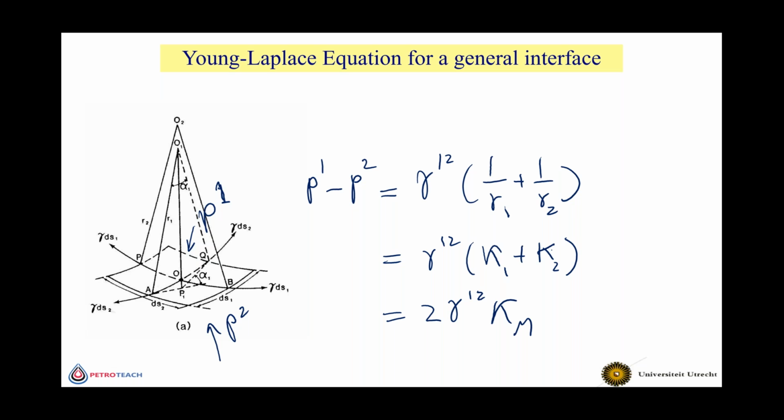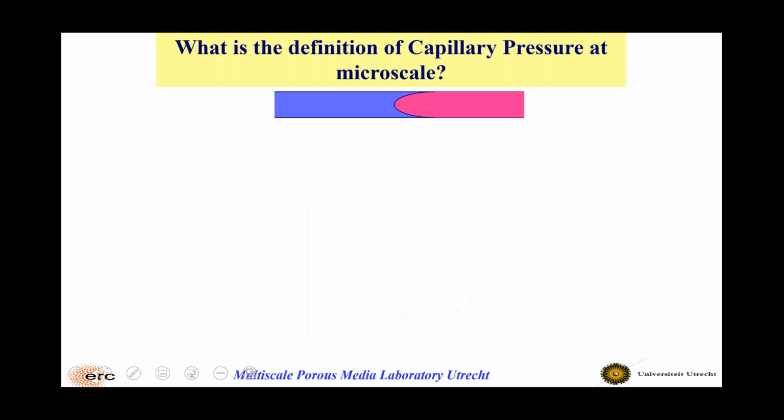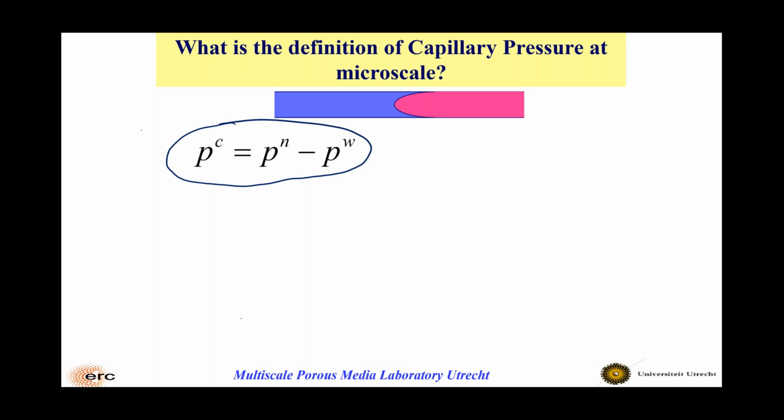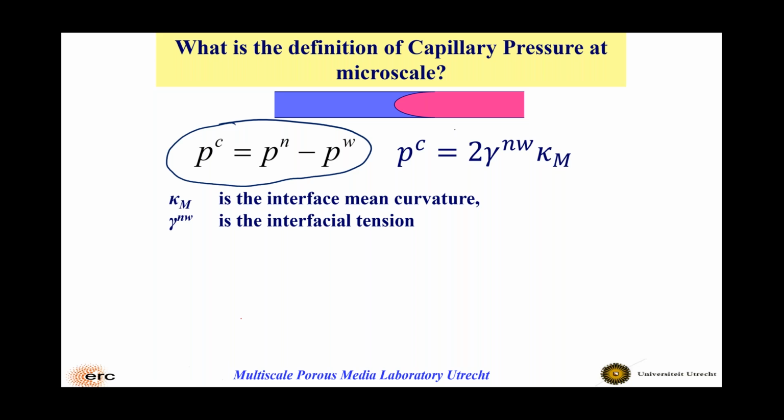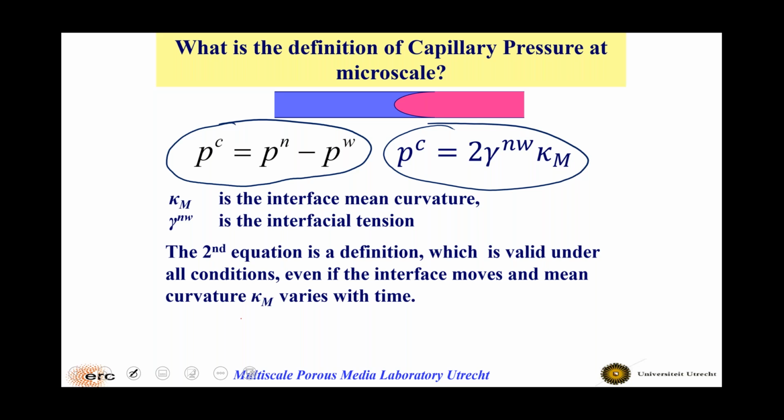Now, one of the questions students often ask me is, what is the definition of capillary pressure at the macro scale? Because they have seen the definition of capillary pressure as the difference between the pressures on the two sides of the interface. But as you just saw, we also have this as the definition of capillary pressure. Which one is it? Are they exactly the same? Well, actually, they're not. The first one is a balance of forces.